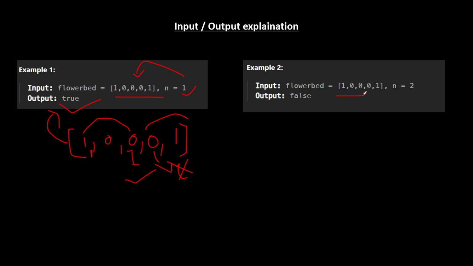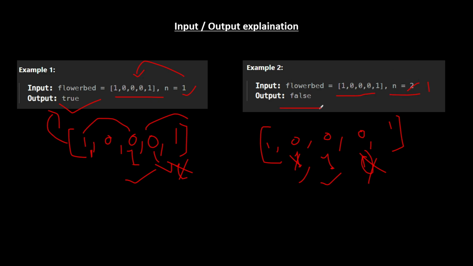Now the same array is given here, but n is 2. Let's try why the output is false. 1, 0, 0, 0, 1. N is 2. So we'll first take one flower and we'll put it here. Not possible here. Okay, done. So it became 1 now. Now we will take 1 again and no, we cannot put it here also. It is already occupying and we cannot put the one here also. So we cannot use all the n flowers given. So the output will be false.